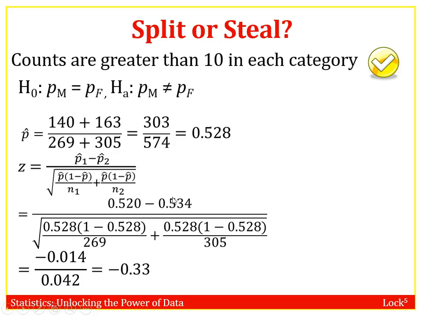So if we work out the top, we get this here, and that's what we did when we looked at the difference in our two proportions. And then the bottom is the standard error. So go ahead and type all that in. You get 0.042. When you divide these two, we get a z statistic of negative 0.33.